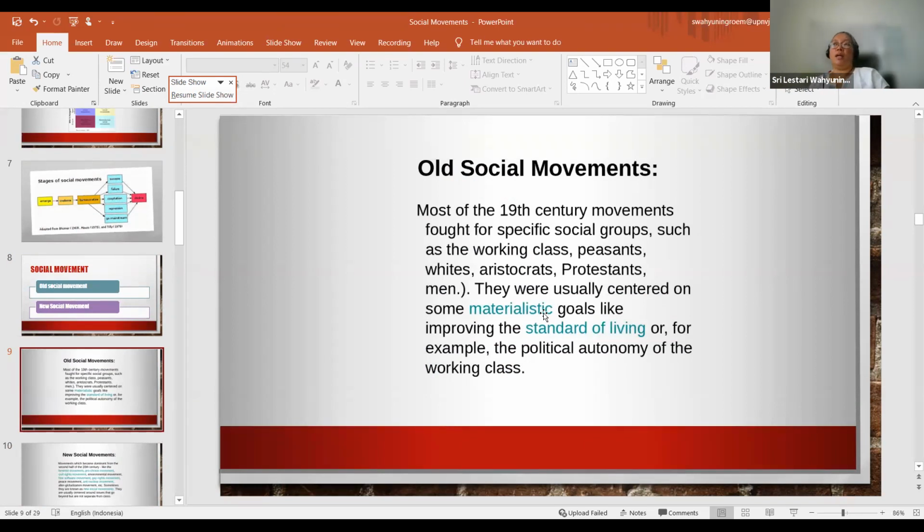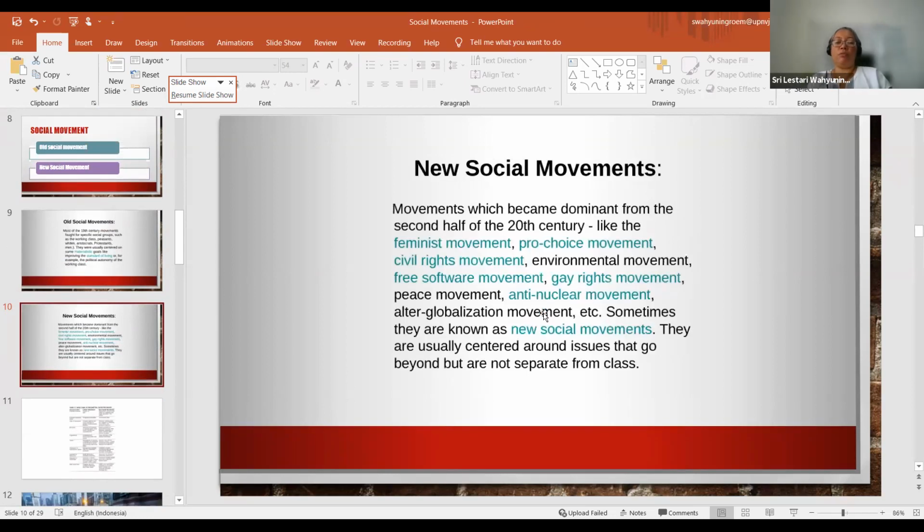So this is, you may say, some characteristics of the old social movements, which is quite different from the new social movement, which emerged in the 1970s onwards, where the movements became dominant from the second half of the 20th century, like the feminist movement, the environmental movements, free software movement, gay rights movement, peace movements, anti-nuclear movements, etc. Sometimes they are known as new social movements.